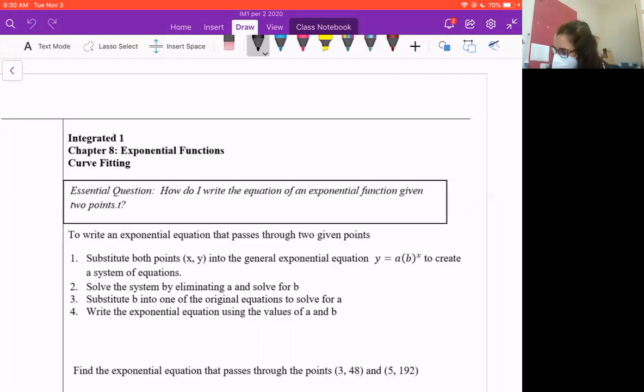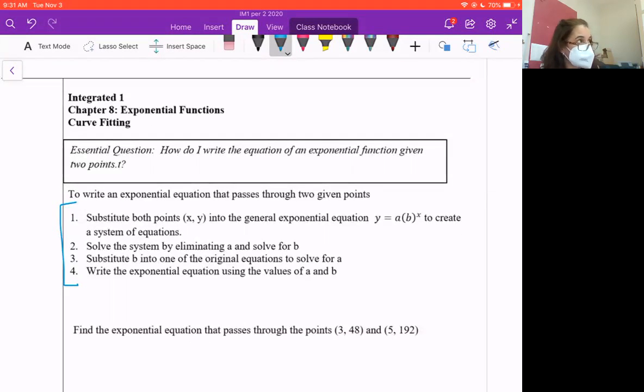So to do this, there are 4 steps that are listed here. There is also the table method, and I will show you both because some people really do prefer doing it all on a table. And if that is something that you would prefer, do it on a table, that's fine. But the equation method is substitute both of the points, x and y, into the general equation y equals a times b to the x.